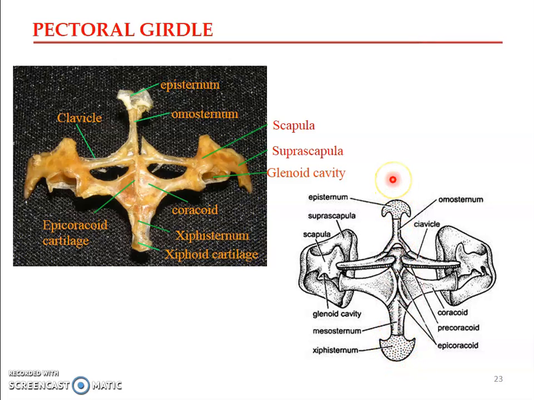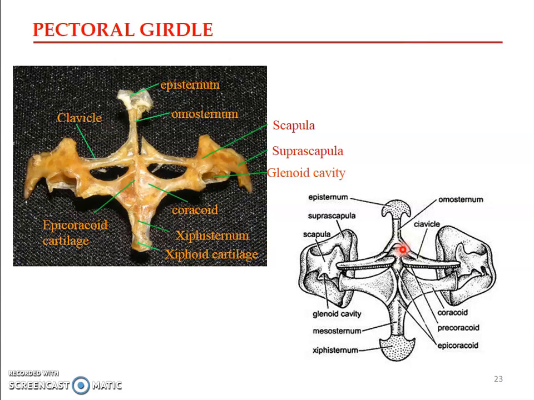Okay, now the sternum is composed of four parts. Anterior to the clavicle, that is this part, the anterior part, we can see an inverted Y-shaped structure, and that is referred to as the omosternum. Here you can see this is a Y-shaped bone. It is the omosternum. It is bony in nature. It is anteriorly attached with a rounded cartilaginous structure which is known as the episternum. So this is cartilaginous in nature, and this is bony in nature, the Y-shaped omosternum.